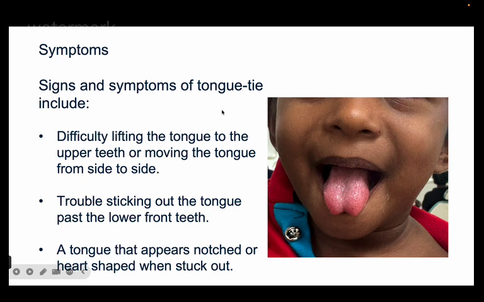Like the picture shows, the kid is having a heart shaped tongue where the tip of the tongue is blunt and looks like a double tip. It looks like two tongues, what we call a bifid tongue, where you have a small depression in the tip of the tongue.